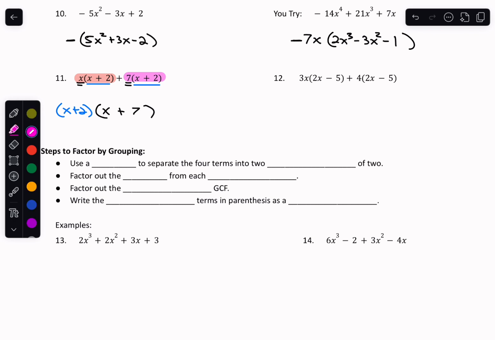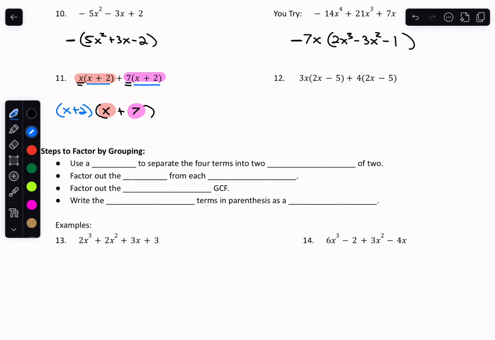So from the first term, I just get this x. And from the second term, I just get this 7. But that GCF of x plus 2 goes in front. Now, I wrote a lot of colors and did a lot of underlines there, but in reality, all we're doing is taking the set of parentheses they have in common and putting it in the front, and then taking whatever's left behind and putting it in the back in the second set of parentheses.